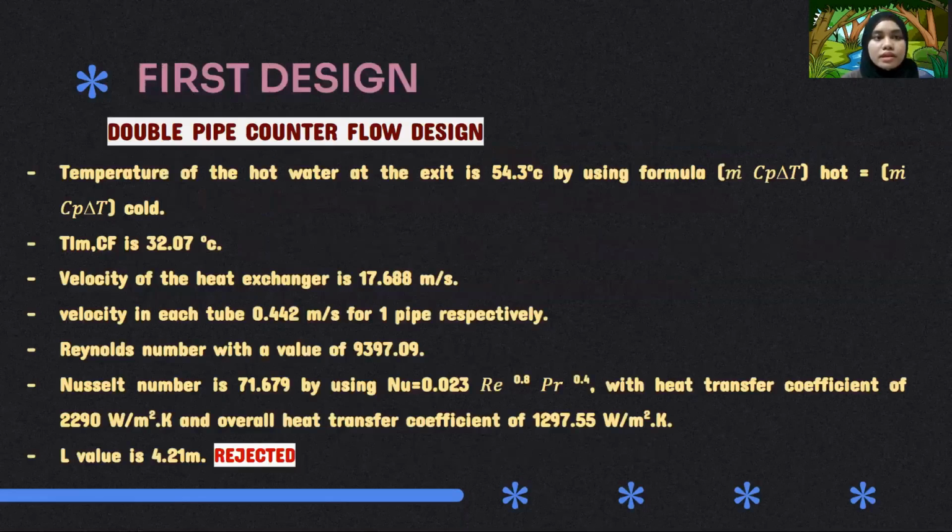The first design that we suggest is a double pipe counterflow design. Based on the calculation, we get the L value is 4.21 meter, and this design is rejected because it does not satisfy the space constraint, as the length is more than 2.5 meter.